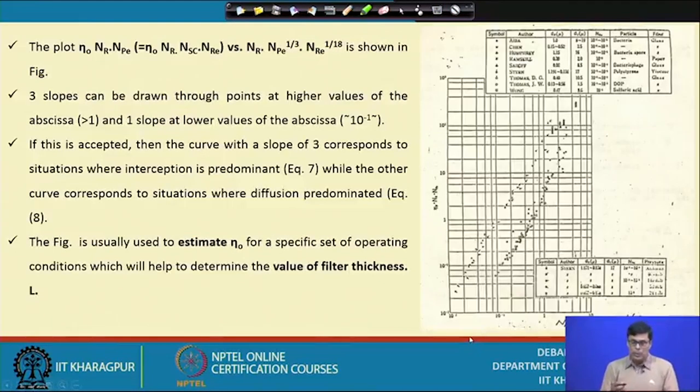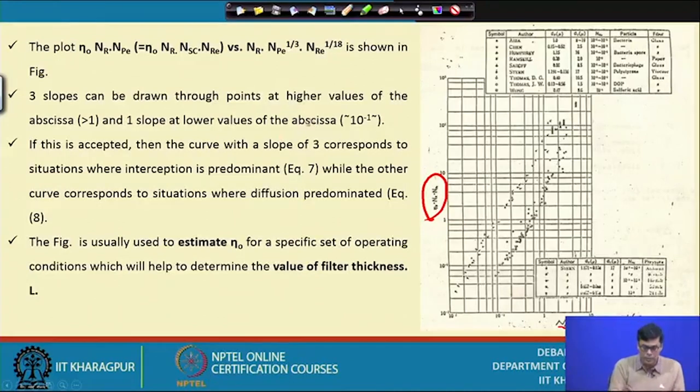Now, this is the correlation that we have. This is a very interesting correlation. I have taken this from Biochemical Engineering by Aiba and Humphrey. This is eta 0, N PE equal to Peclet number, N R is the Reynolds number. So, you can write like this.